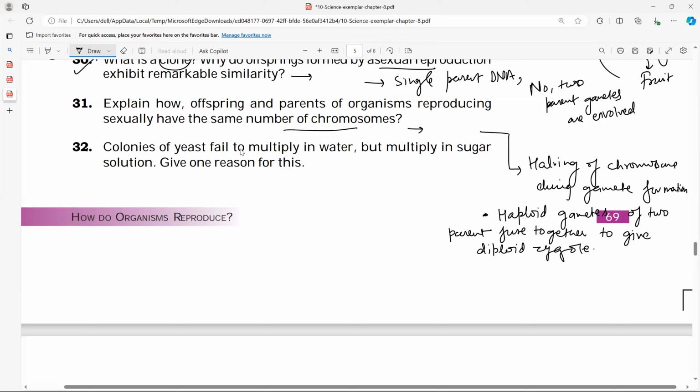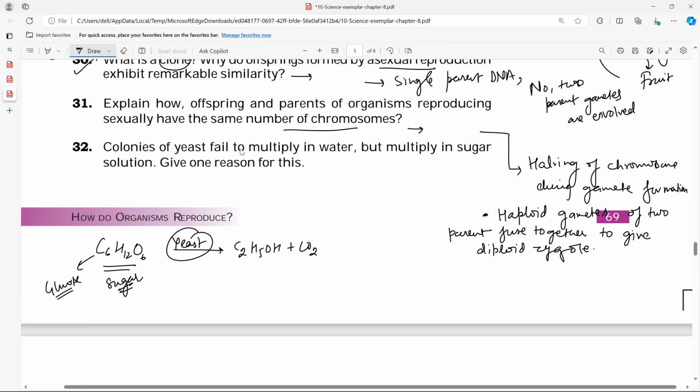Next, colonies of yeast fail to multiply in water but multiply in sugar solution. Give reason for this one. Colonies of yeast do not multiply in water, but they multiply in sugar. The reason is that we have studied this in the formation of ethanol. C6H12O6, glucose, is the simplest form of sugar. When anaerobic respiration is done by yeast, it is converted into ethanol, C2H5OH, plus carbon dioxide.